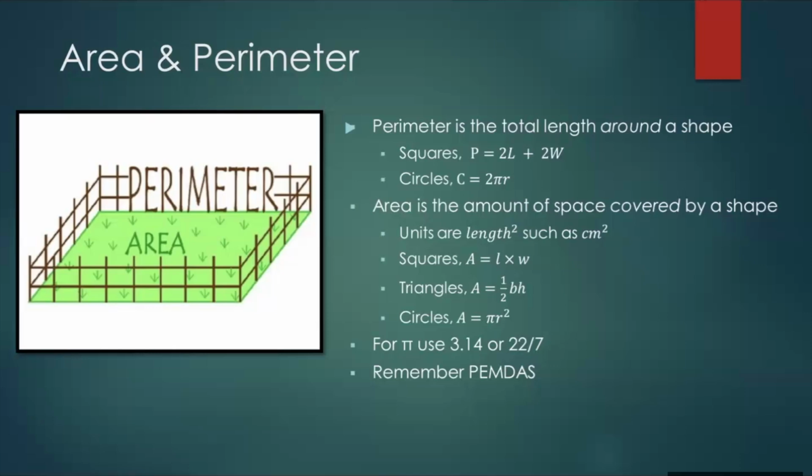Now, area is the amount of space covered by a shape. So in the left, the grass is the area of the square, right? The units are squared, such as centimeters squared, meters squared, that sort of thing. For squares, our area equation is area equals length times width. So if you had a square that was 3 centimeters by 3 centimeters, you would multiply 3 times 3, and your area would be 9 centimeters squared, right?